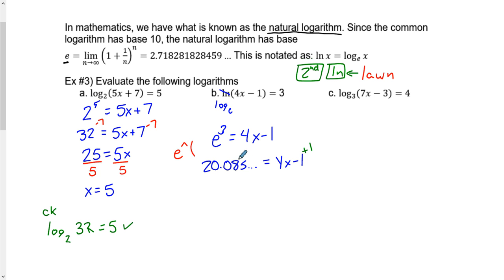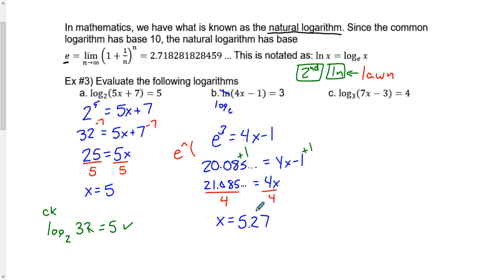Add the 1, obviously this would just be 21.0855, blah, blah, blah. Equals 4x, divide by the 4, and x would equal, I'll go 2 decimal places, 5.27.